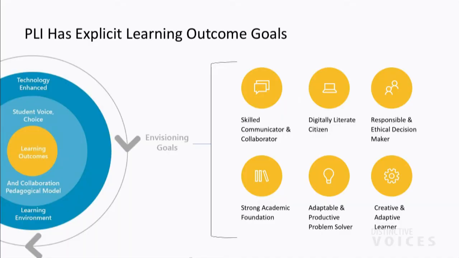Now, the Fresno system has very explicit learning outcome goals. And you'll see that they are not just academic ones, but rather they include what is often referred to as 21st century skills or soft skills. I rather prefer power skills, but they refer to them as the future competencies that are required by today's employers. Communication, strong academic foundation, creativity, all a part of this.